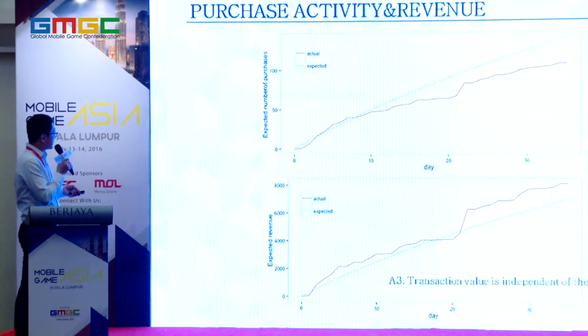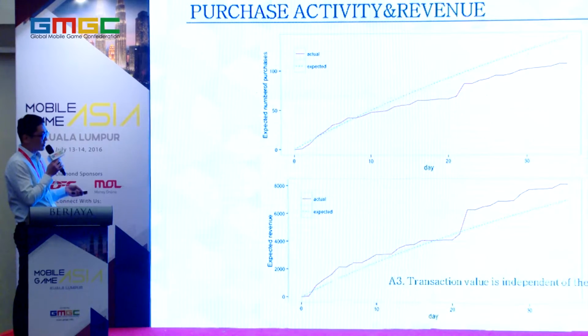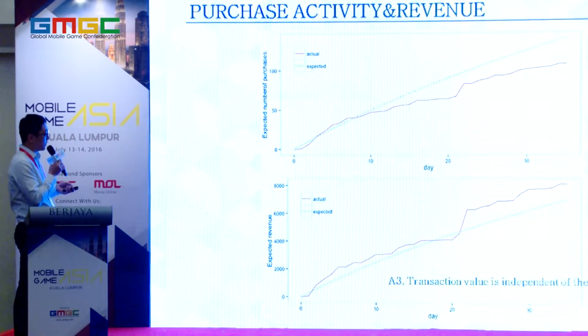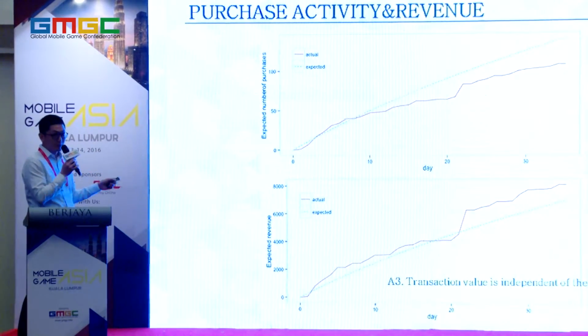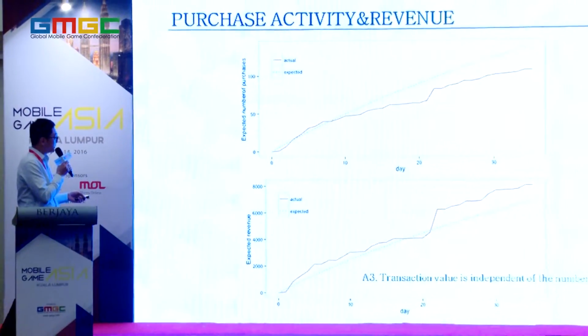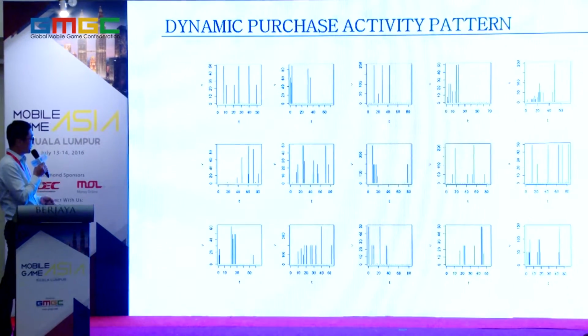For the revenue, we multiply these activities with the average revenue contributed by the user. As you can see, here the gap is still very big. It causes a lot of variances if we directly apply this prediction model to it.